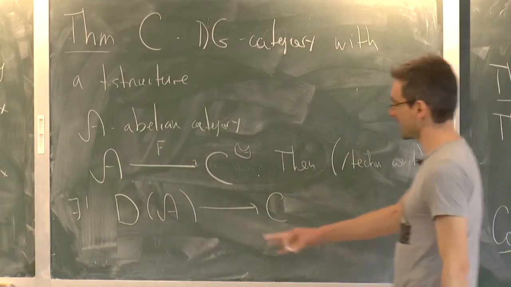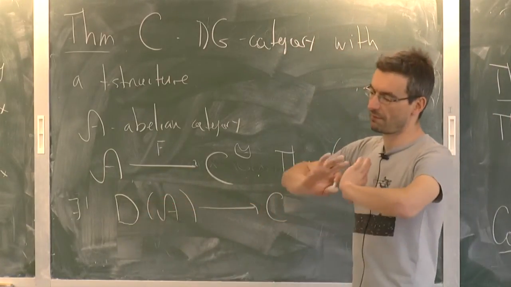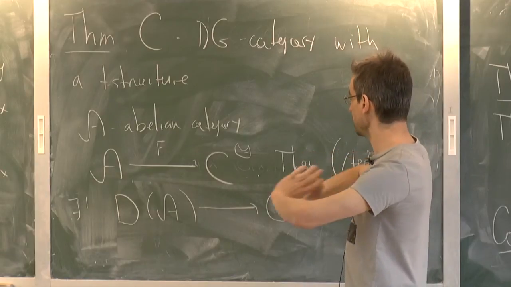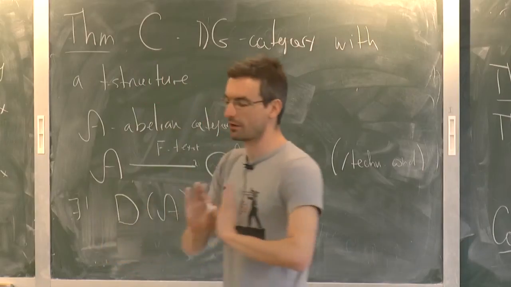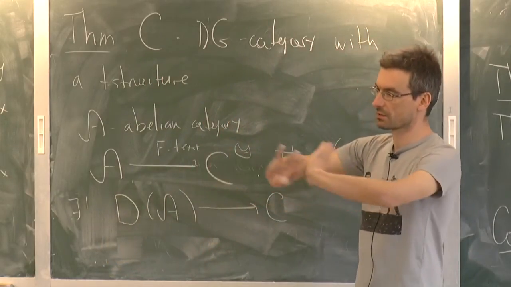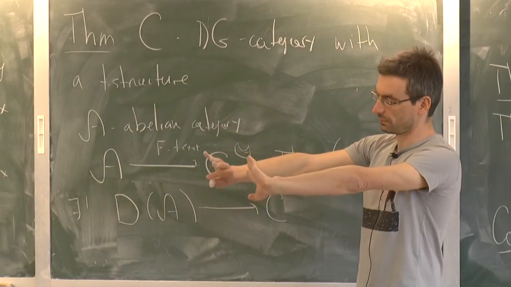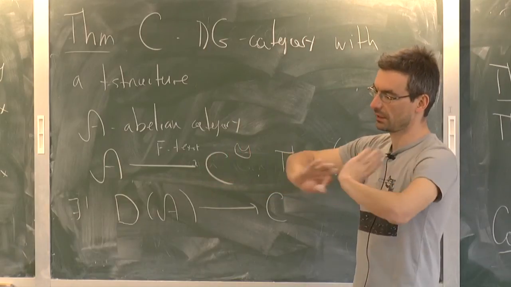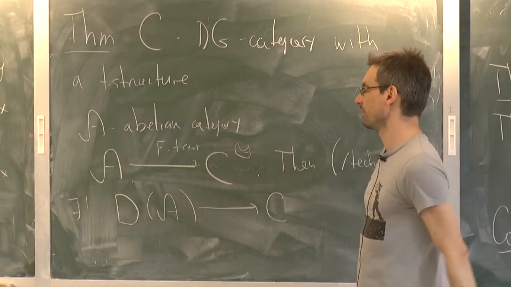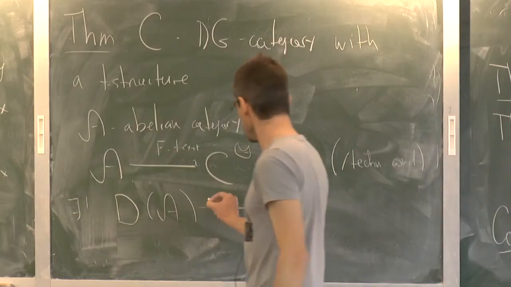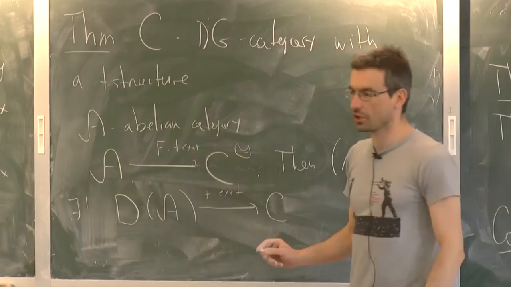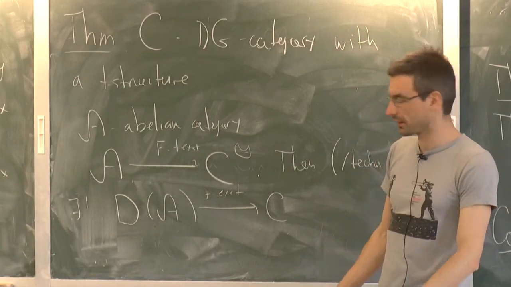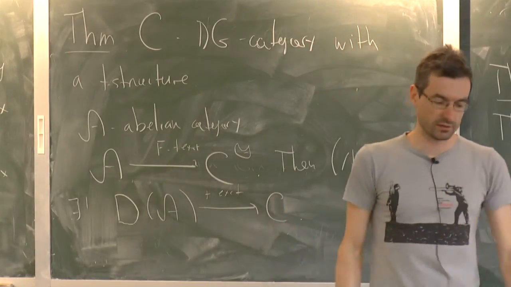And it has a universal property. It means that if F is a T-exact functor, the T-exact functors out of your abelian category to the heart of a T structure in the DG category, such guys are in bijection with T-exact functors from the derived category to C. Not always, you need to put some conditions. And again, what the conditions are is in the notes.